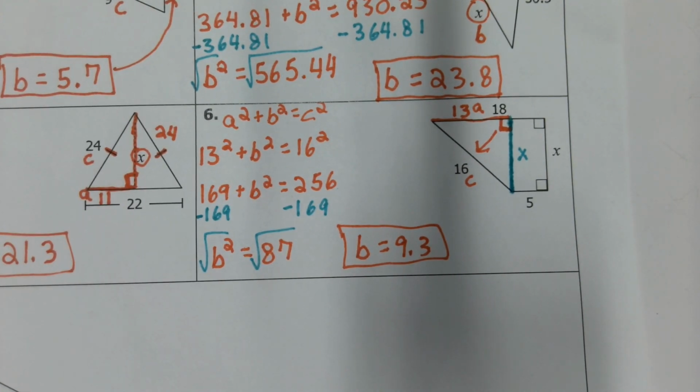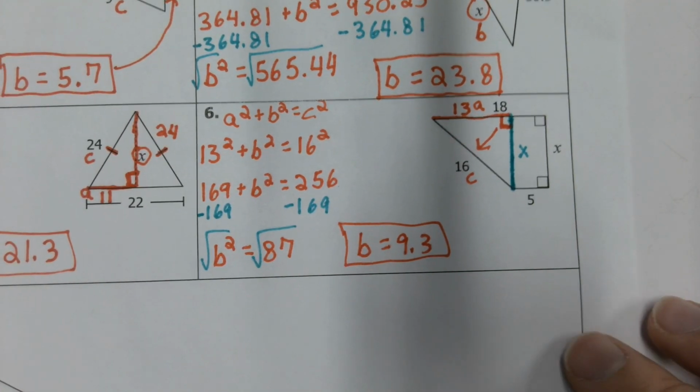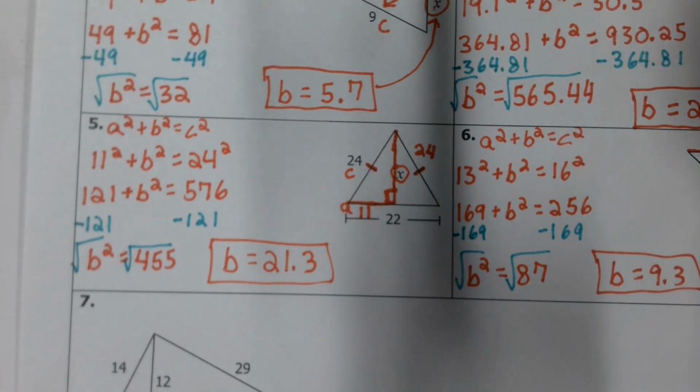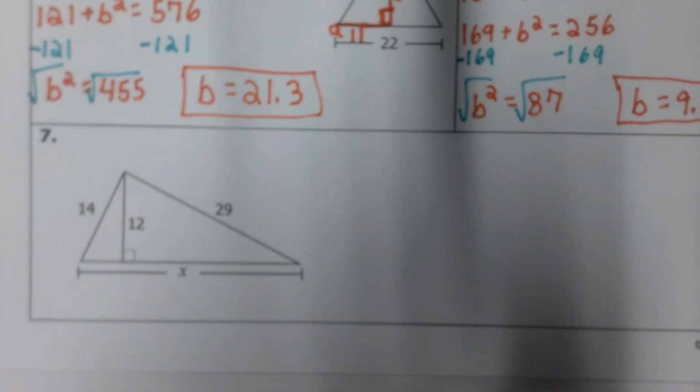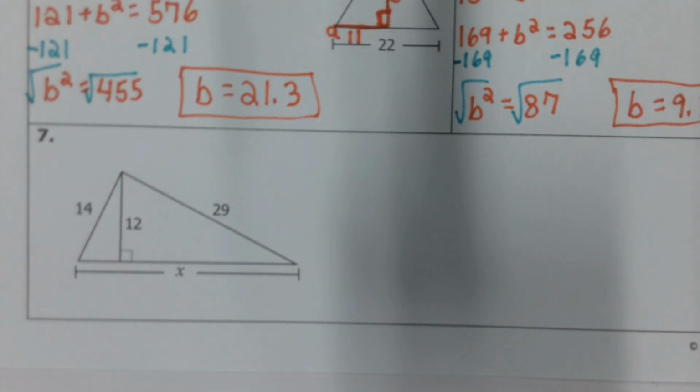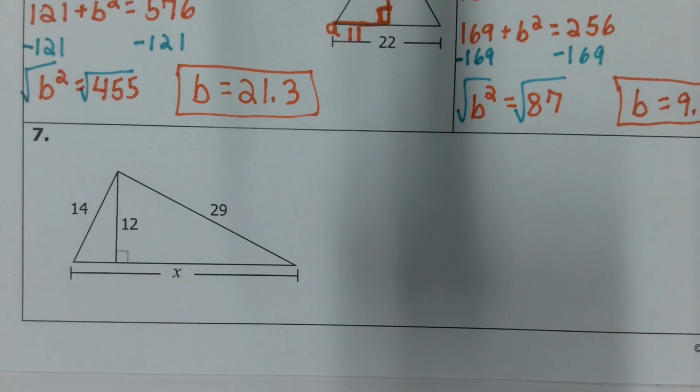All right, so then we're going to take a look at our last one here at the bottom. This is the last triangle, and I want to find out what X is. So I have to do a little thinking here to figure out what is what, so that I can figure out what I'm trying to find.